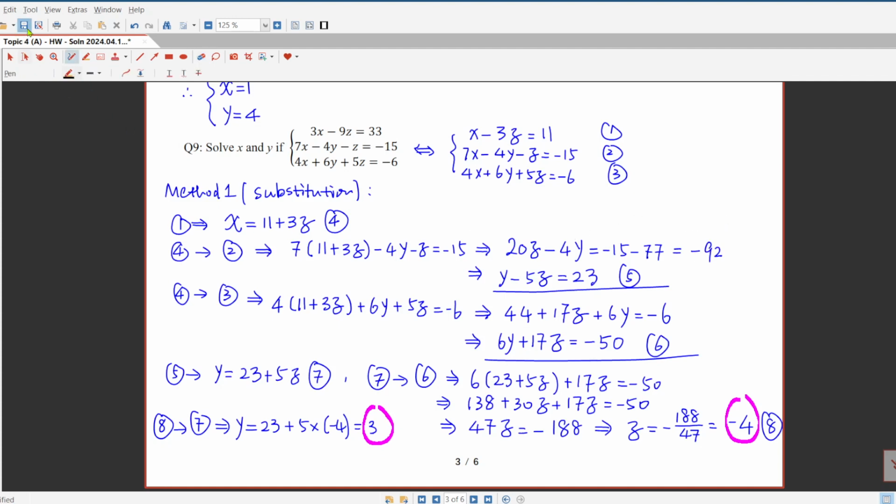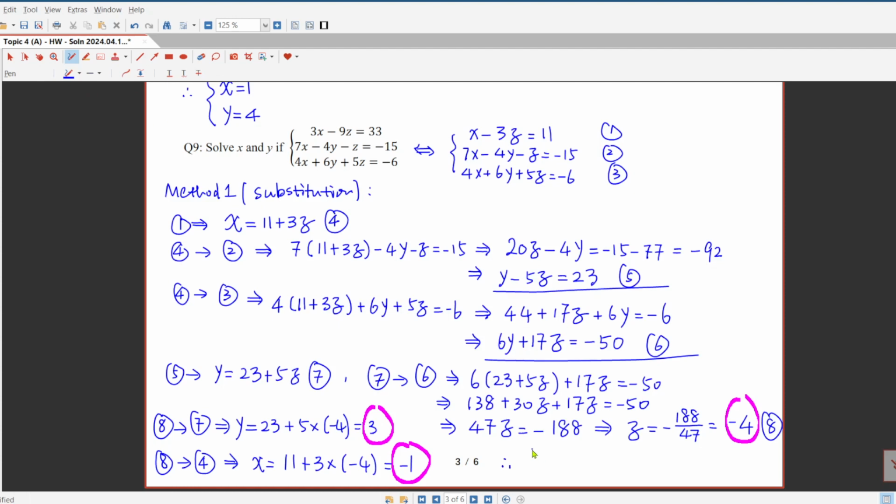And if you know y and z, then it's very easy to solve for x, right? So we could put equation number 8 back into equation number 4. And this will give us x equals 11 plus 3 times z, which is -4, and we have -1, right? You follow me?